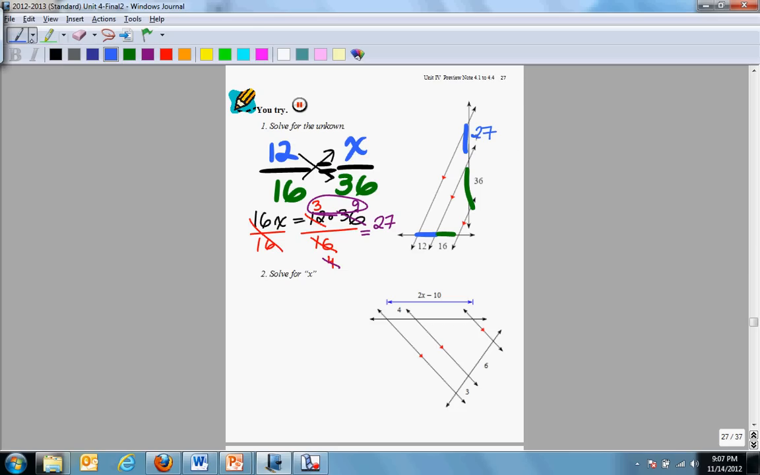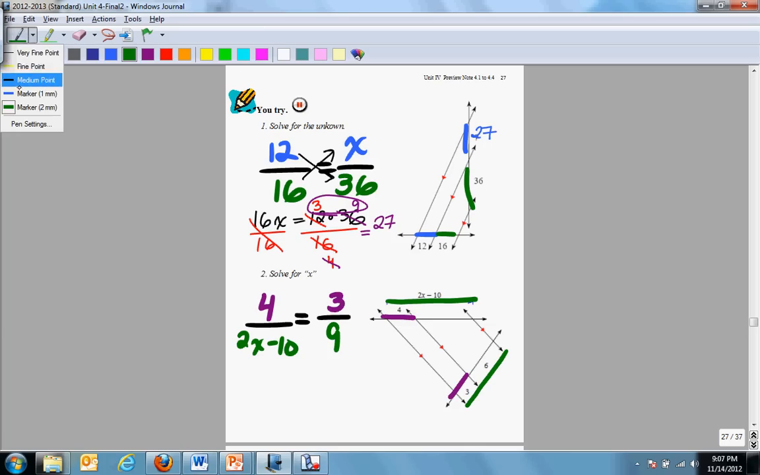Over here. Now watch very closely. This whole side matches this whole side. So we have to align the sides there. So here we have 4 over the whole side, which is 2x minus 10, equals 3 over the whole side here, which is not 6, but it's 9, because it's 6 plus 9.